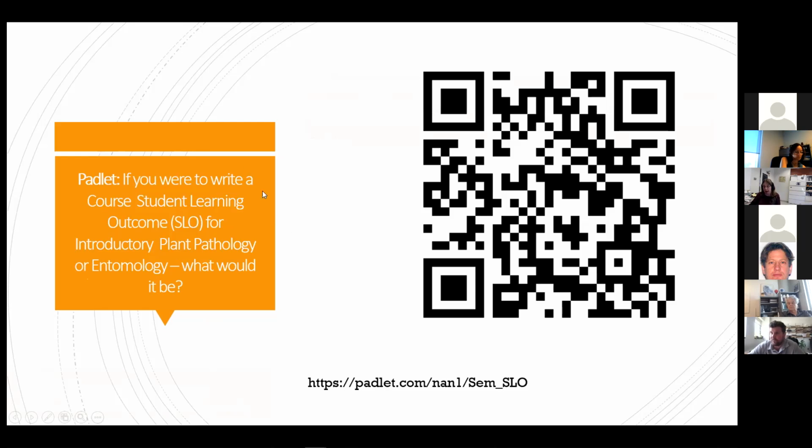So let's go back to the Padlet. If you were to write a student learning outcome or SLO for your introductory plant path or entomology course goal you just did, what would it be? And you can add an SLO to somebody else's course goal. You can add a new course goal and an SLO. It's kind of going to be a free for all. It's the same Padlet I just showed, and I'm going to shut down my screen here so we can see how the information is going to pop up as people are working at it.